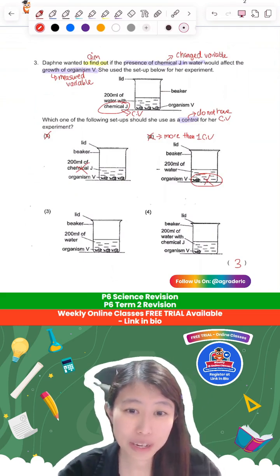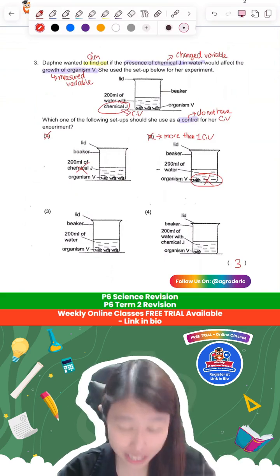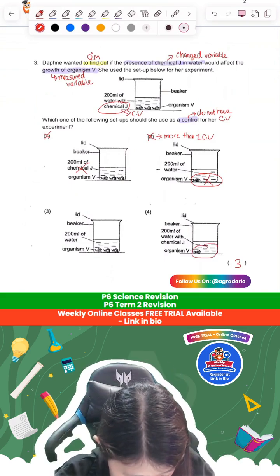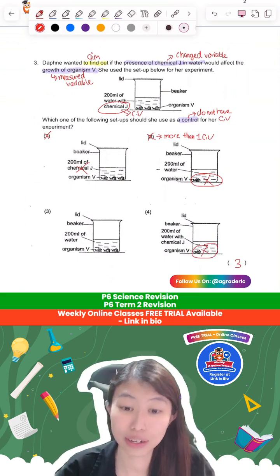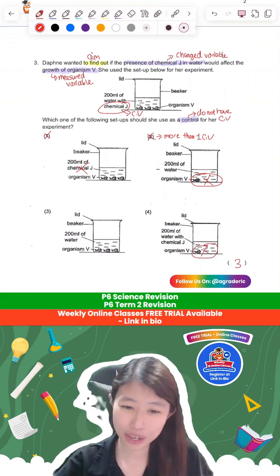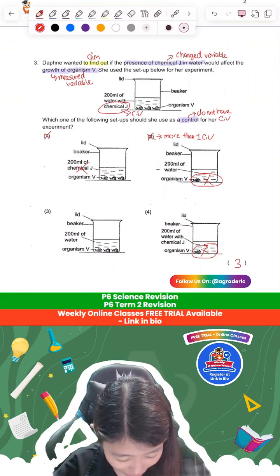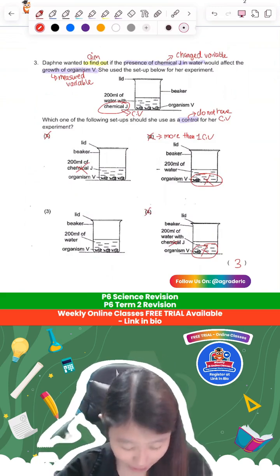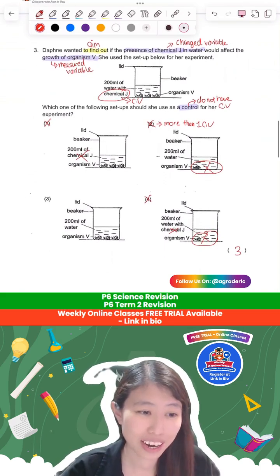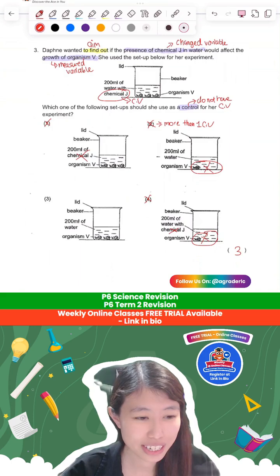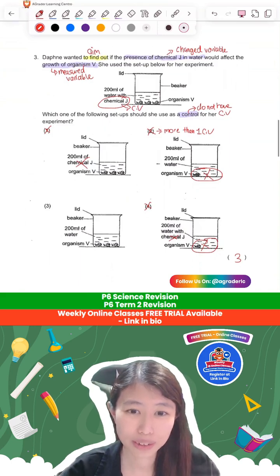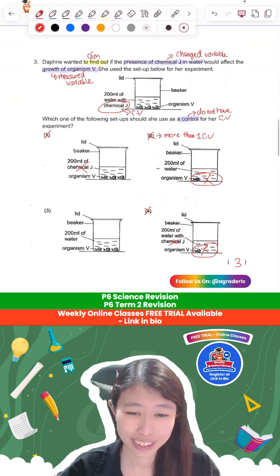For option 4, what happens here is organism V has the wrong number. It's supposed to be 3 organism V, and it's not supposed to have chemical J. So the answer is supposed to be number 3. Do you have any questions for question 3? Any question for question 3?